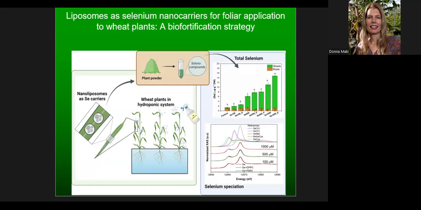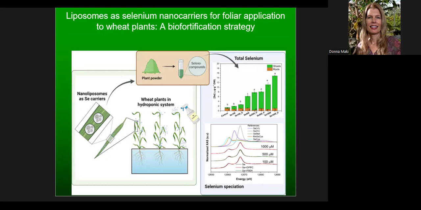And just to give you an example of why they might be doing this in the plant world. Here they're looking at introducing selenium. They often call them nanoliposomes just because they're so tiny. But basically, they're putting selenium, that element, into the liposome. And in this case, what they did was they sprayed it as a foliar spray onto the wheat plants.